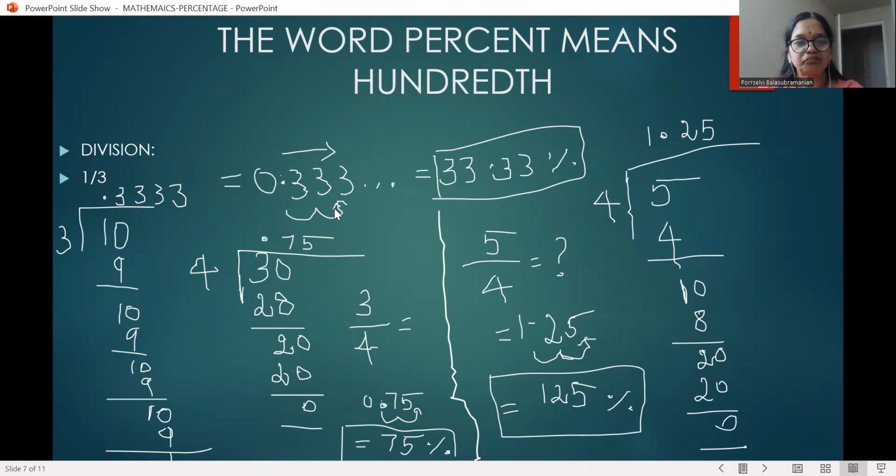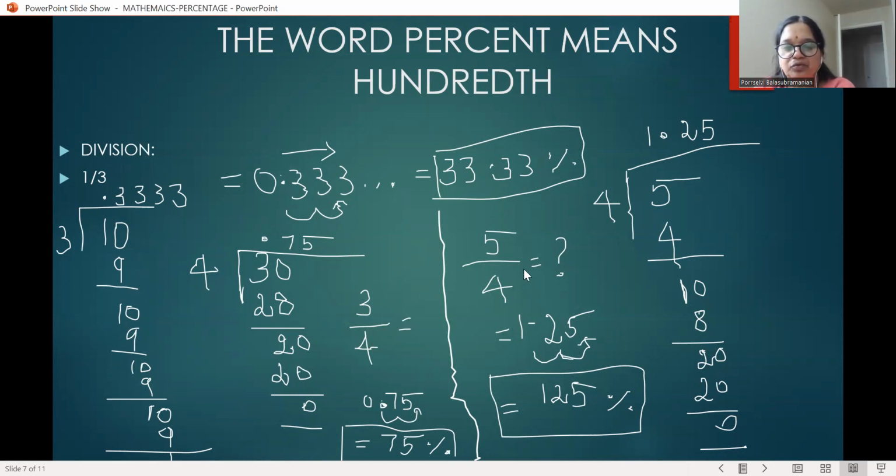Okay, so another example here, 3 divided by 4. When you divide 3 by 4, you can't divide 3 by 4 directly, so you add 0. Finally we get 0.75. You move the decimal point 2 places towards the right-hand side, so you get 75%. Okay, so 75% means 75 divided by 100. It means 3 by 4.